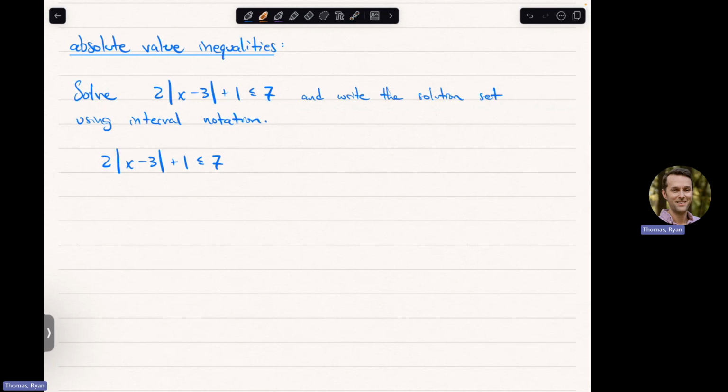I'm going to start by doing the easy, straightforward cleaning up stuff that helps us see what we're looking at. The absolute value is the part that I need to be most careful about how I deal with. But these other factors out here, multiplying by 2 and adding 1, I can easily move to the other side of the inequality without really changing anything, and it helps me get a clearer view of how to deal with the absolute value. So I'm going to start by isolating the absolute value.